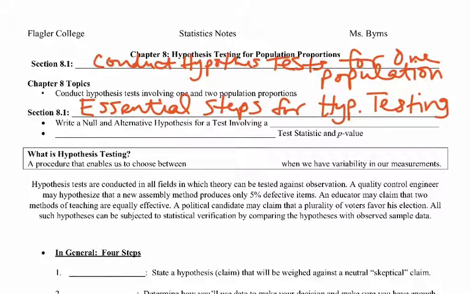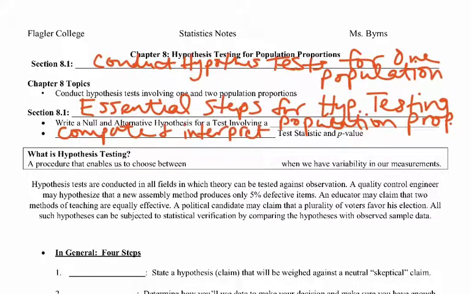So, two objectives in this section: write a null and alternative hypothesis for a test involving a population proportion. I'm going to abbreviate and say proportion. And then also compute and interpret a test statistic and a p-value. And we're going to use StatCrunch to help us do that.